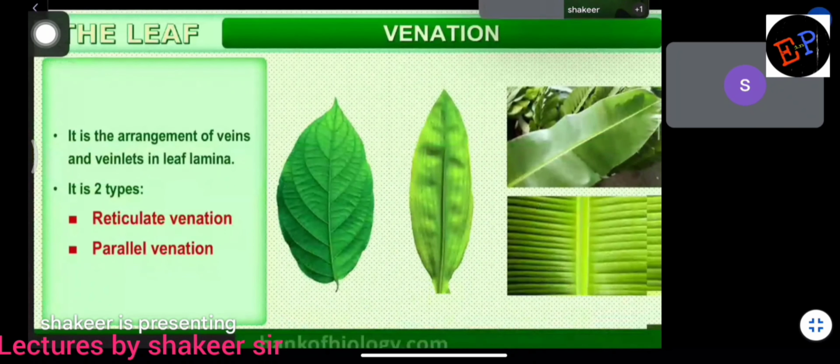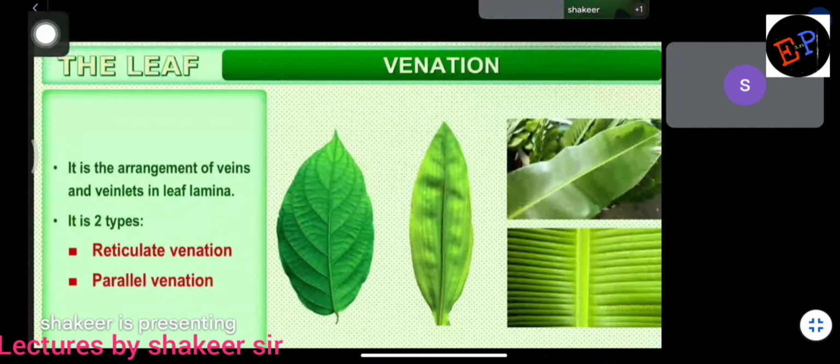Fine. Venation. Next, how these veins are distributed throughout the leaf, that is called venation. Okay. So it is the arrangement of veins and veinlets in a leaf lamina. So how veins and veinlets are arranged, that shape or structure is called venation. So we have two types of venation. What is that? One is reticulate venation, and the second one is called parallel venation. So these are the two types of venations which we have.